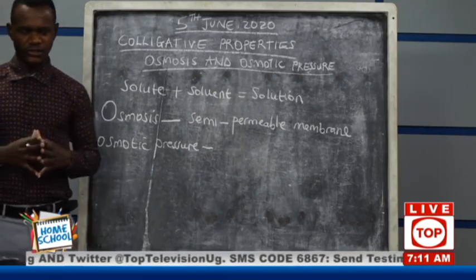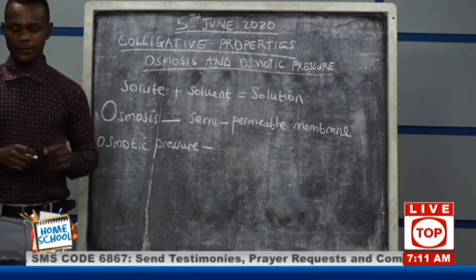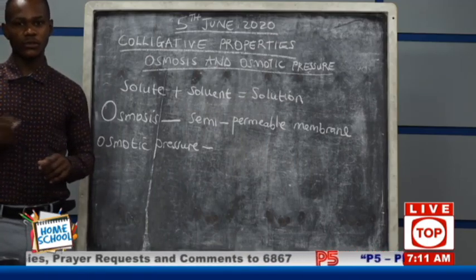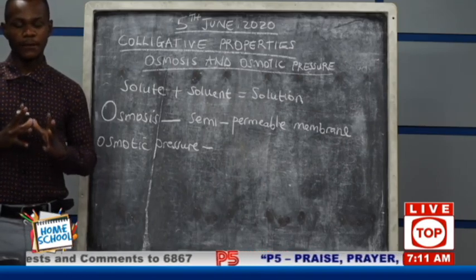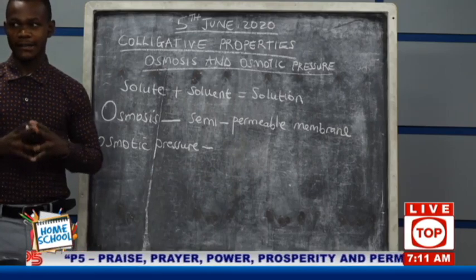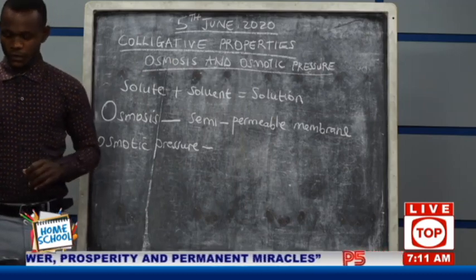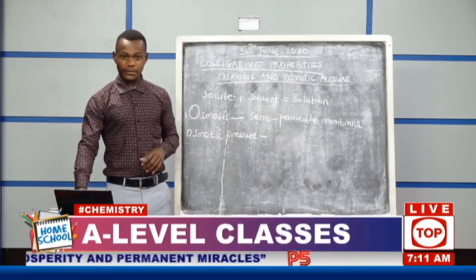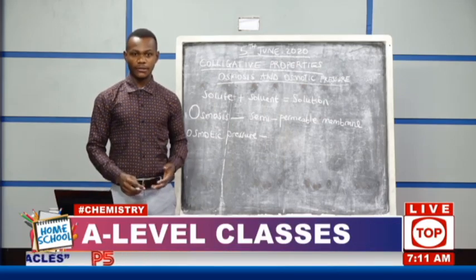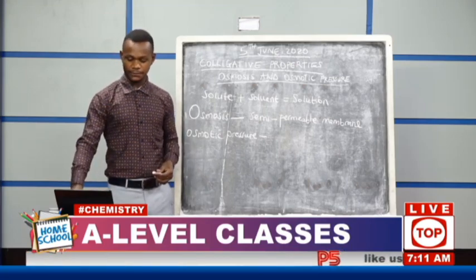So, solutions with the same osmotic pressure at the same temperature are termed isotonic solutions. The word isotonic only applies for those solutions which have the same osmotic pressure at the same temperature. Okay? So, other terms that people look at, we have hypertonic solutions, hypotonic solutions, but for this case, we are not going to go far. That is more of biology.